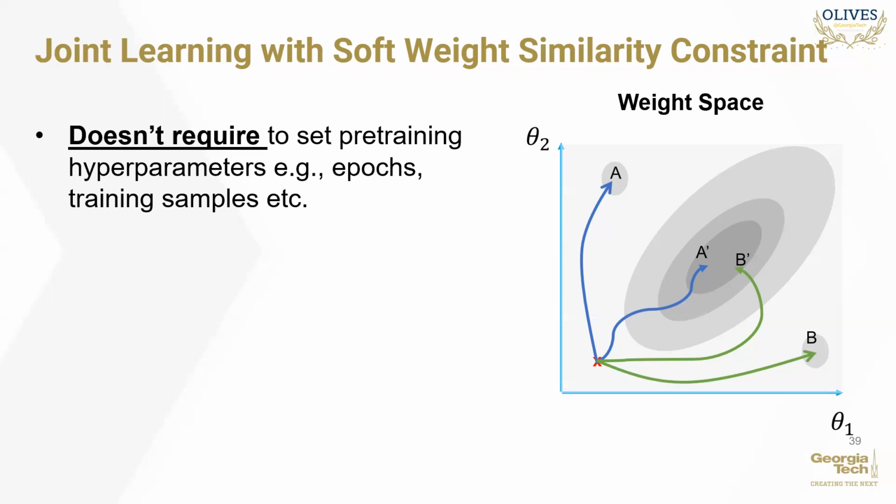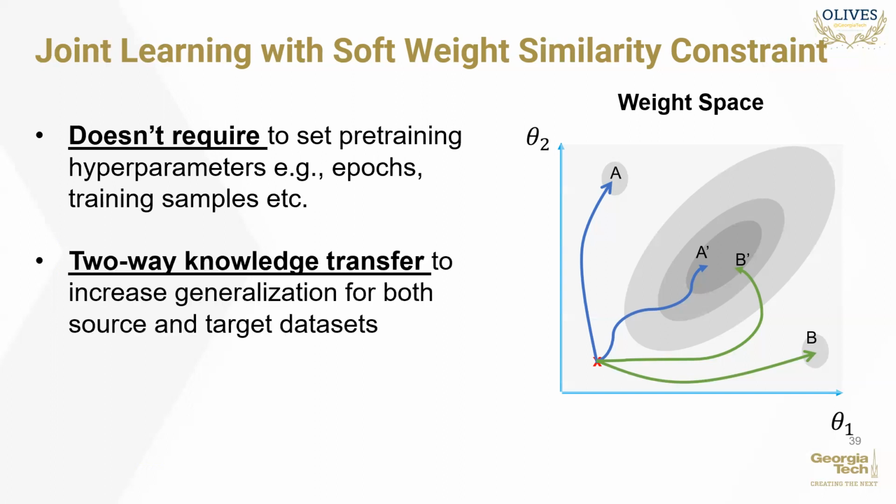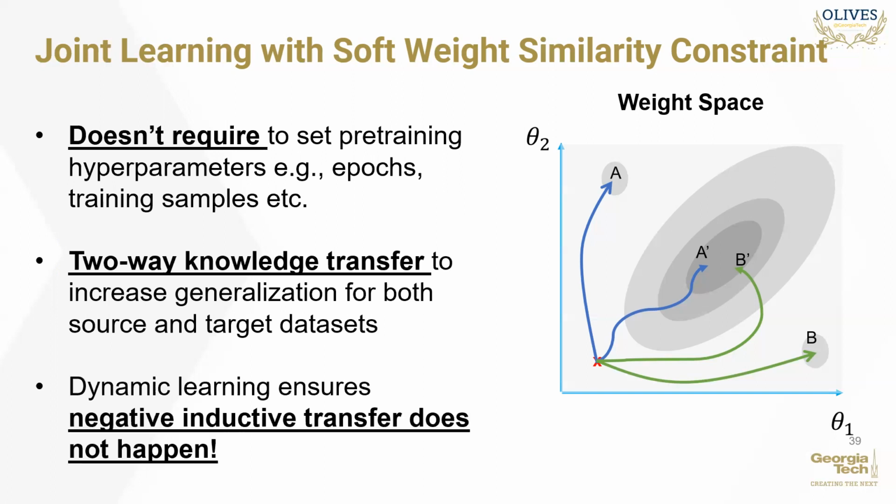The advantages with this kind of learning paradigm are, firstly, that you don't need to set the pre-training hyperparameters as you would have to do with the conventional pre-training and fine-tuning strategy. You don't need to decide how many layers you want to keep fixed in network one versus how many layers you want to fine-tune in network one. Secondly, there is two-way knowledge transfer happening. So both networks are benefiting from each other, as opposed to only one network, which is what happens in normal transfer learning.